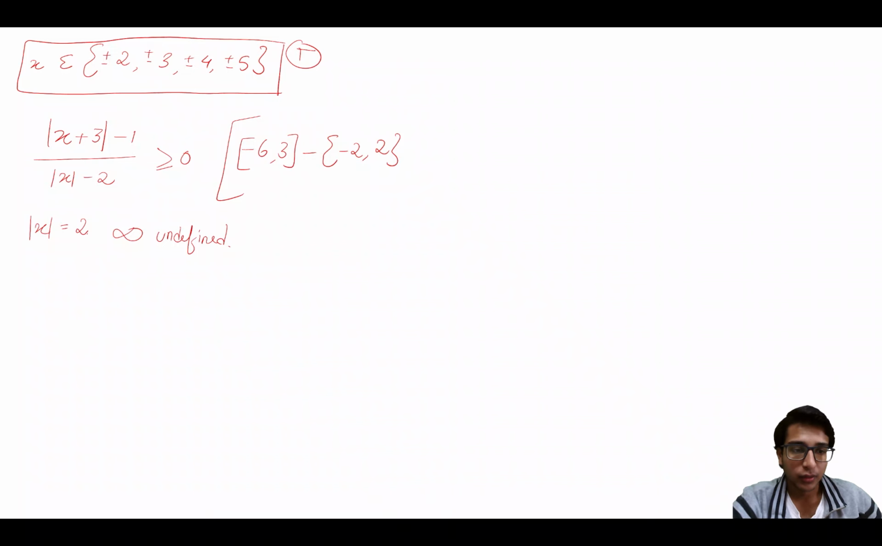So 2 gets rejected. Now let's say if I take modulus x to be 3, what would it become? It would become modulus (x plus 3) greater than or equal to, this would simply become 1 below. So this would become greater than 1. So is my x plus 3 going to be greater than 1? So what are the values of x that are possible first of all?